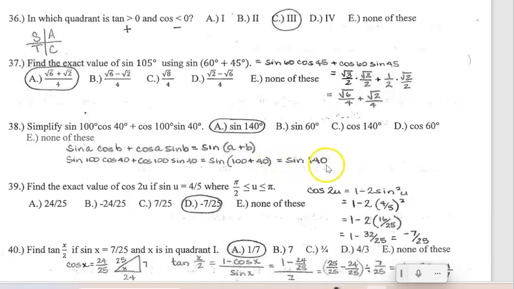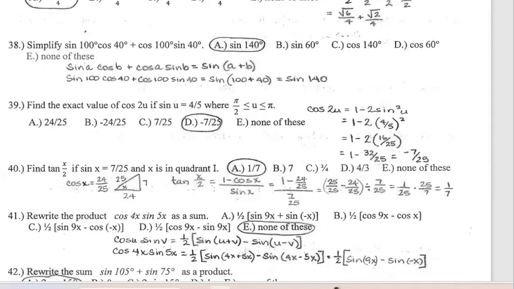Now, if you got here and you had a value like sine 60 or sine 120 or something that was on the circle, then we would want to go ahead and give the value for that. For 39, they asked me to find cosine 2u. So if you go over to your double angle formulas and you look at cosine double angle, there are 3 different formulas there. One of them only uses sine, one only uses cosine, and one uses both. So since they gave me the sine value, I'm just going to use the formula that only requires my sine.